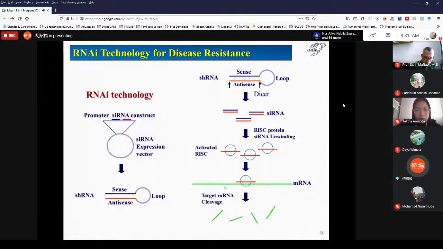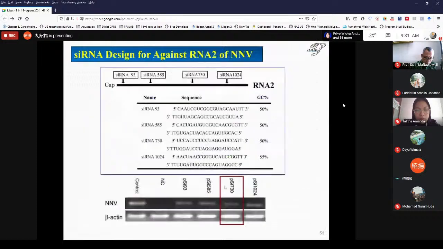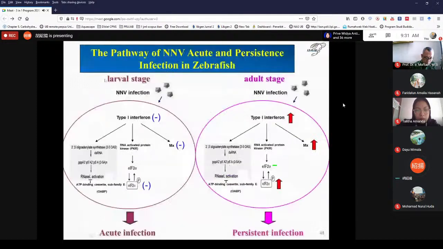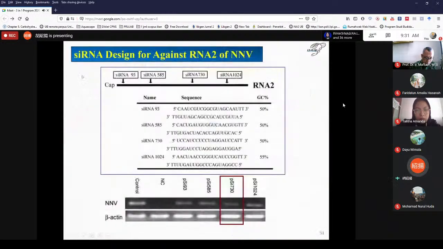So in our studies, in this case, we focus on RNA2. As I said, RNA2 encodes the capsid protein. And in the RNA sequence, we designed four siRNAs. They have different numbers. The number means the sequence position.